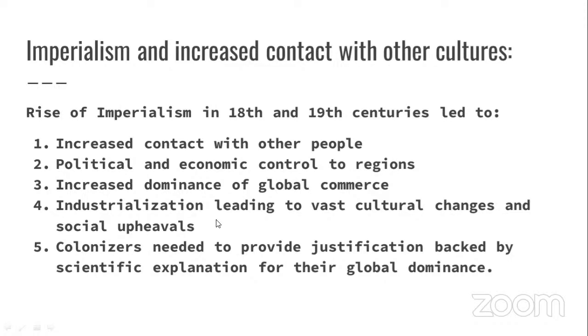Imperialist nations of Western Europe, such as Belgium, the Netherlands, Portugal, Spain, France, and England, extended their political and economic control to regions in the Pacific, the Americas, Asia, and Africa. And because they had increased dominance over global commerce, capitalist profit-driven economies and industrialization in the late 18th century in Europe led to vast cultural changes and social upheavals, not only in Europe, but also all over the globe.